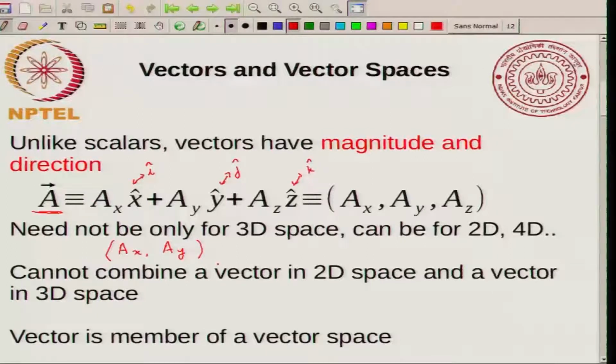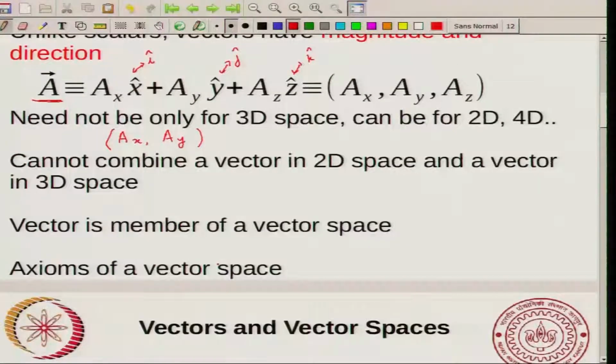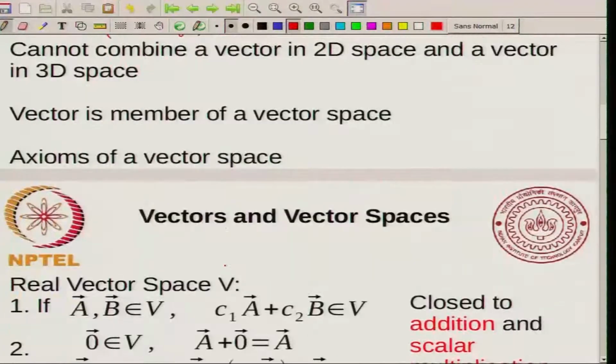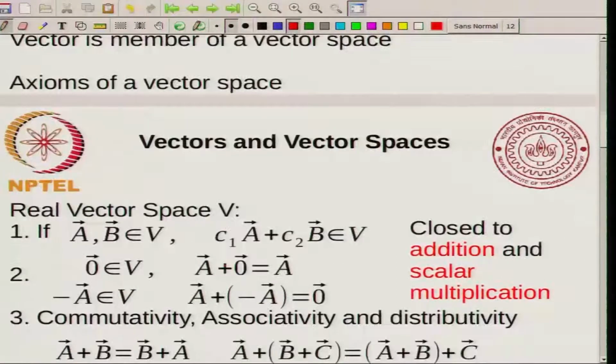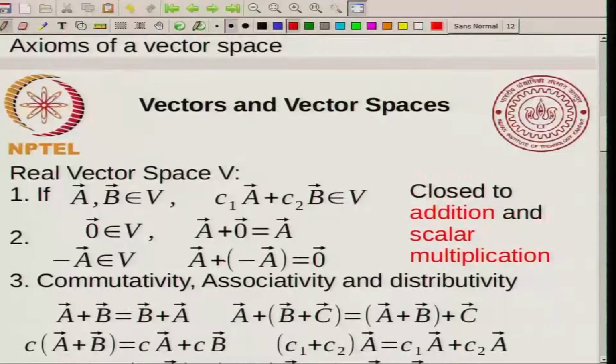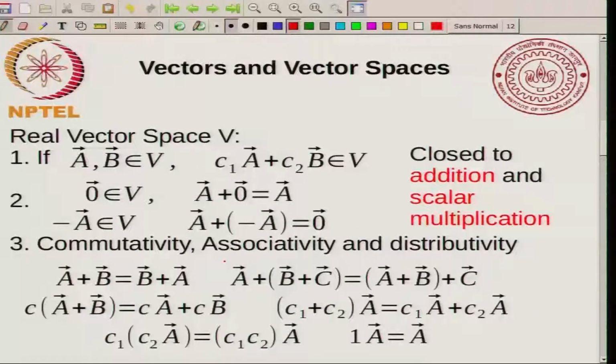So, we need certain axioms that define a vector space, and we will look at these axioms next. So, a real vector space V, so these are the axioms of a vector space. So, what is a real vector space? You should keep in mind that a space is, you can think of as a collection of objects. So, a real vector space is a collection of objects called vectors. So, it is a collection of vectors, and what are the properties of vectors?